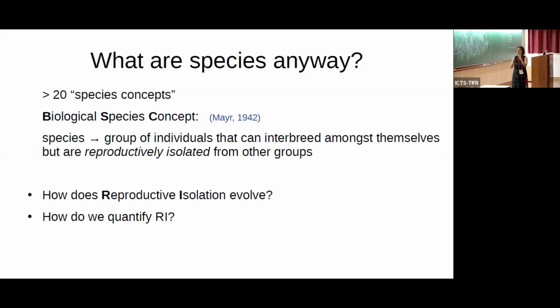So many of them are based on some kind of clustering, really.